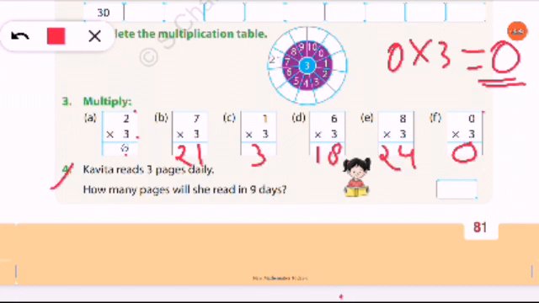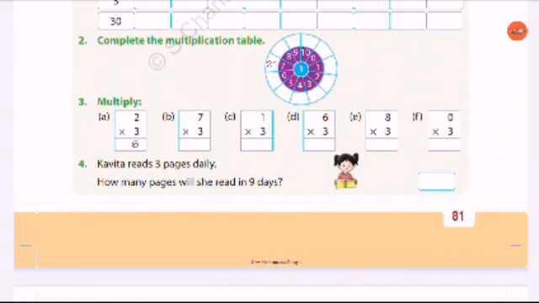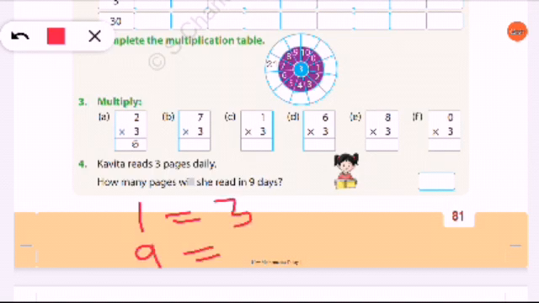Next question, question 4. Kavita reads 3 pages daily. Kavita reads a book, and she is reading 3 pages daily. How many pages will she read in 9 days? So Kavita, in 1 day she reads 3 pages. How many will she read in 9 days? So if in 1 day she reads 3 pages, then in 9 days she can read more pages.